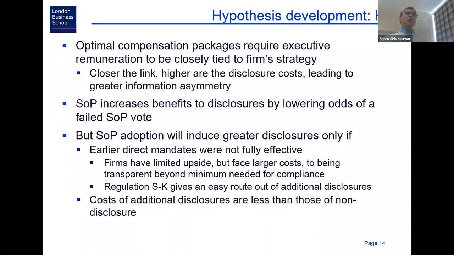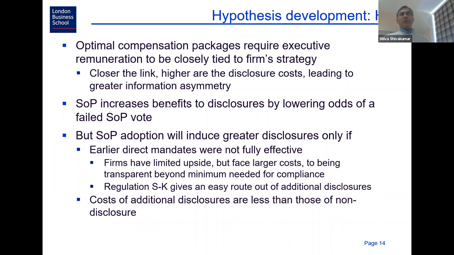So these lead us to our main hypotheses. We have three major hypotheses. The first of these hypotheses is to do with how say on pay voting changes the disclosure incentives for firms.